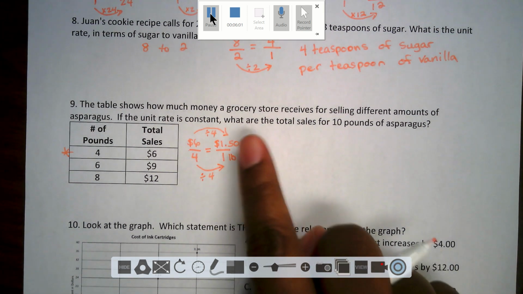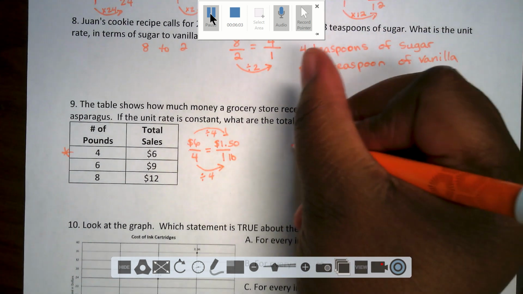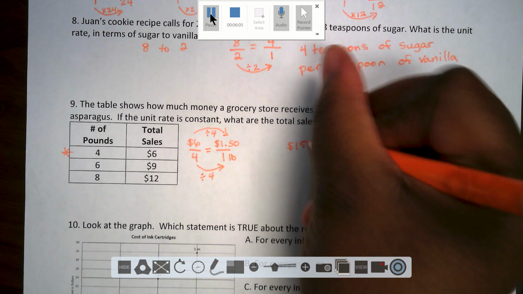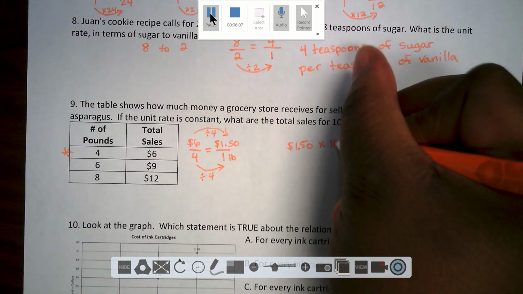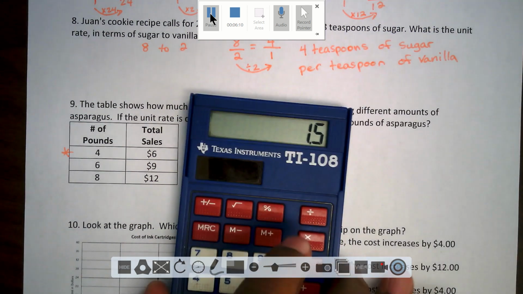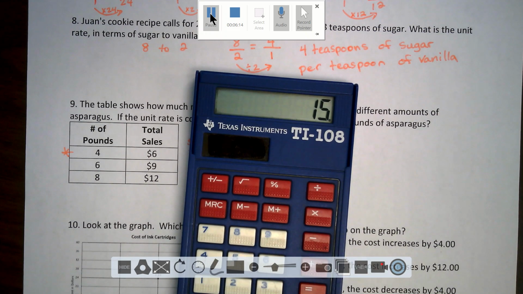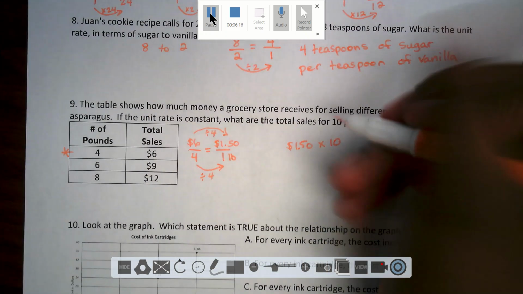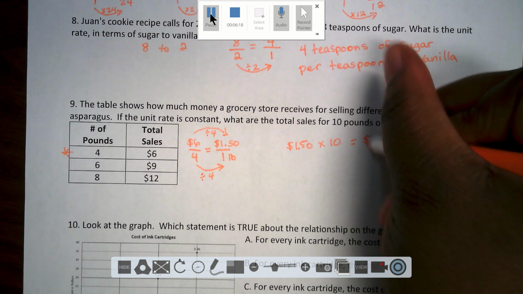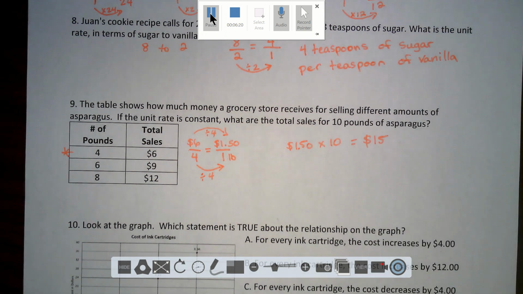So now I know 1 pound is $1.50, and I need to multiply that by 10 pounds. So here I am, 1.5 times 10 gives me 15. So 10 pounds of asparagus costs $15.